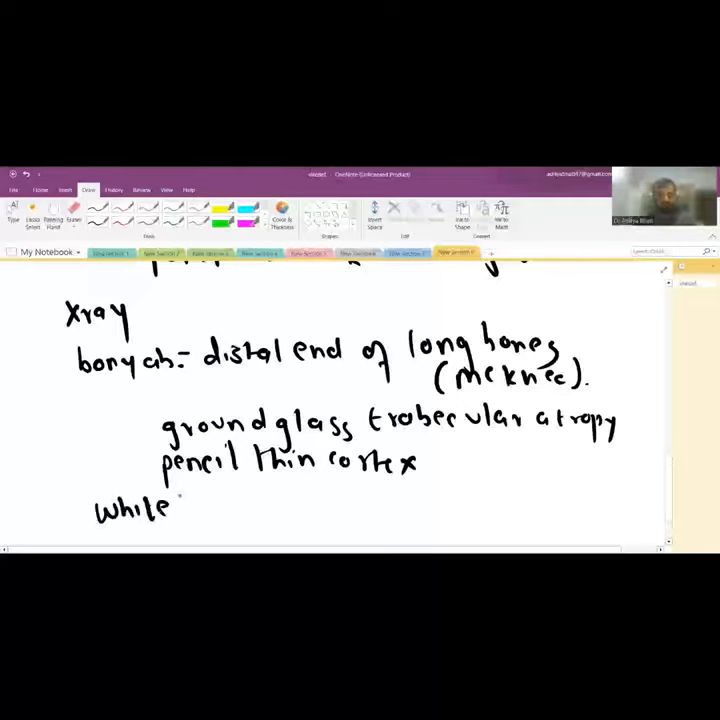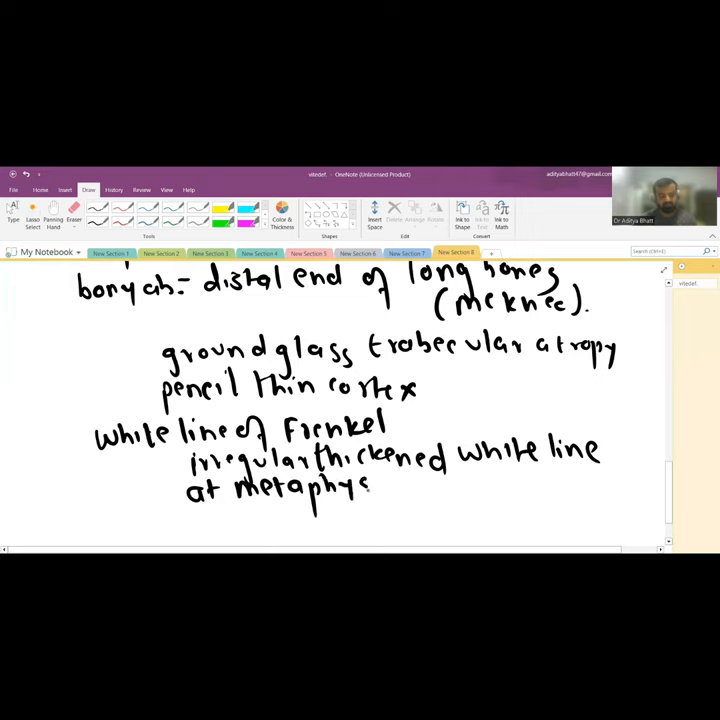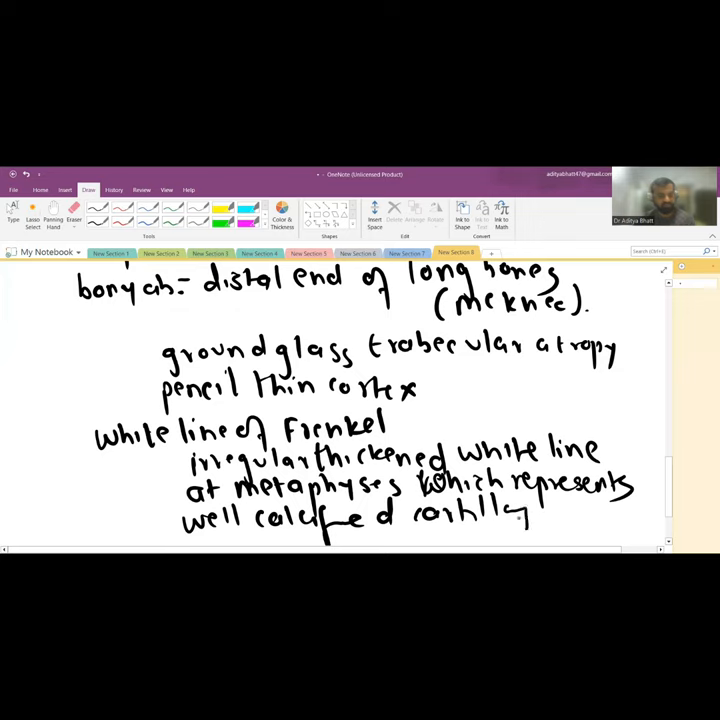Then there is presence of white line of Frenkel. Now, what is white line of Frenkel? So white line of Frenkel is an irregular thickened white line at the metaphysis, which represents well calcified cartilage. So this is what a white line of Frenkel is.